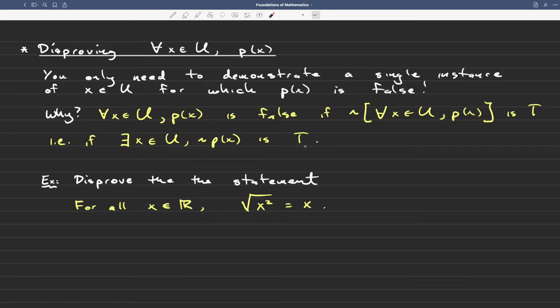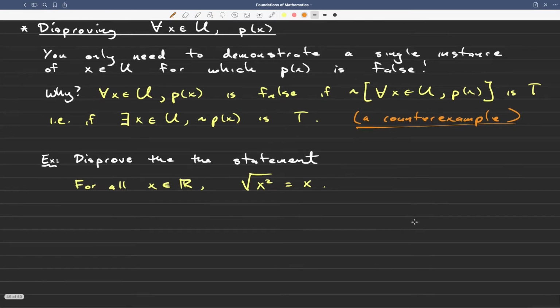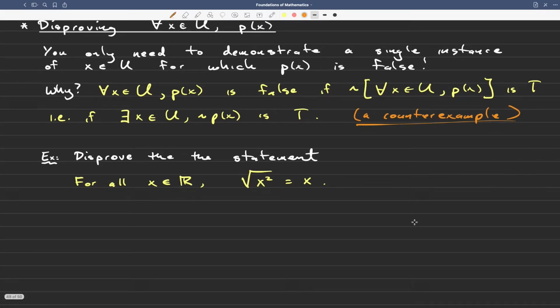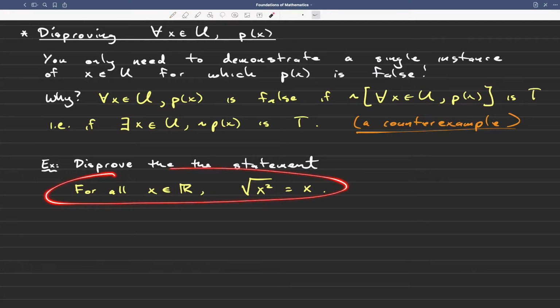And such an example is called a counterexample. So in other words, if you want to disprove a universally quantified statement, you just got to find a single counterexample to disprove it. So there's a lot of examples of this sort of thing where you can disprove universally quantified statements. Here's a simple one. Let's disprove that for all x in the reals, the square root of x squared is always equal to x.